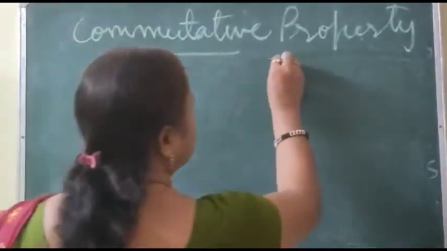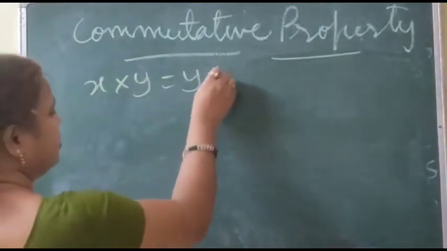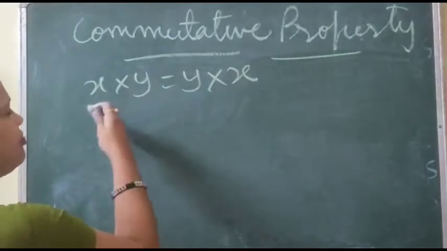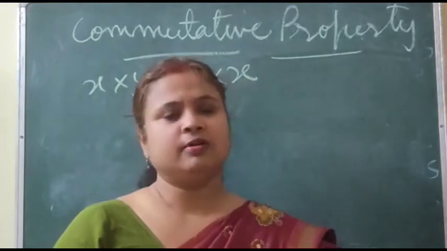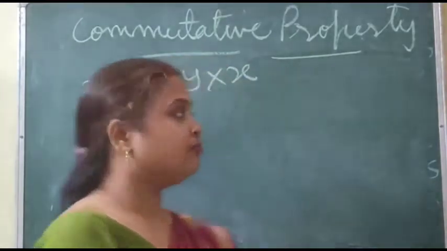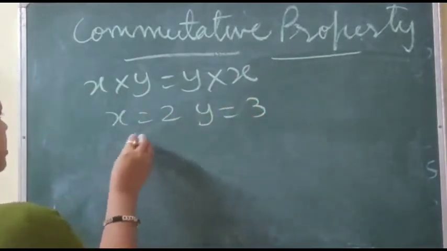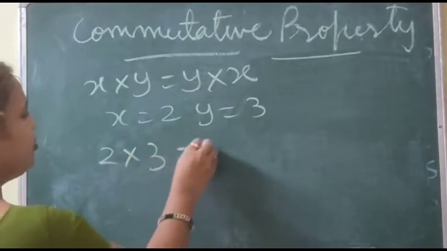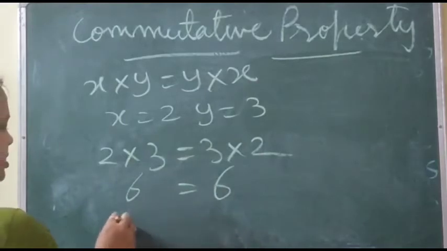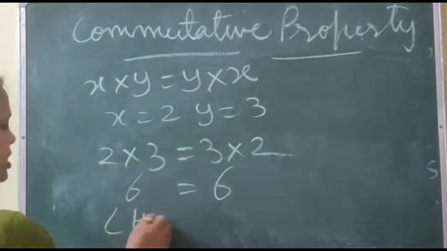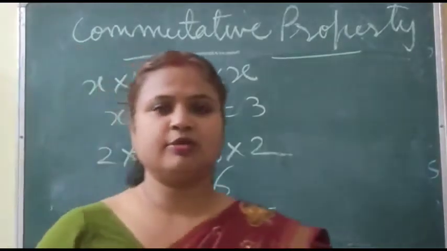According to the commutative property, x into y is equal to y into x. What I have done here is change the order. In the commutative property, if we change the order of the numbers, we get the same answer. Like if x is equal to 2 and y is equal to 3, then 2 into 3 is equal to 3 into 2. On both sides you get the same answer, that is 6. So LHS is equal to RHS. This is all about the commutative property.